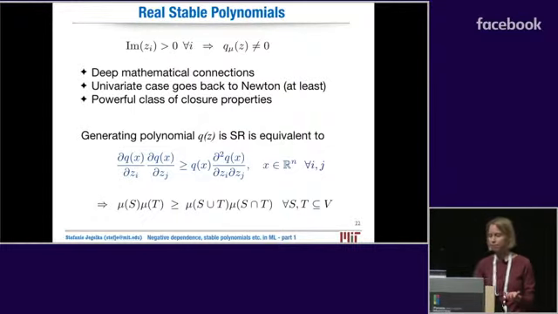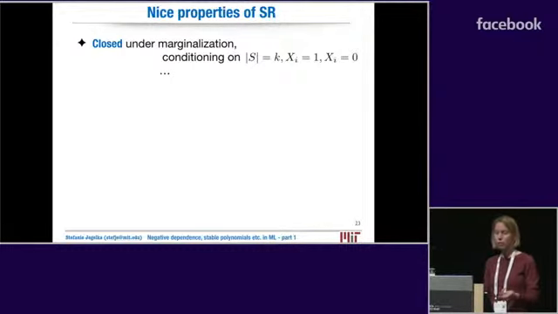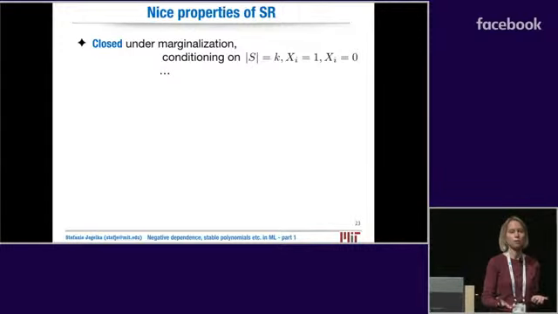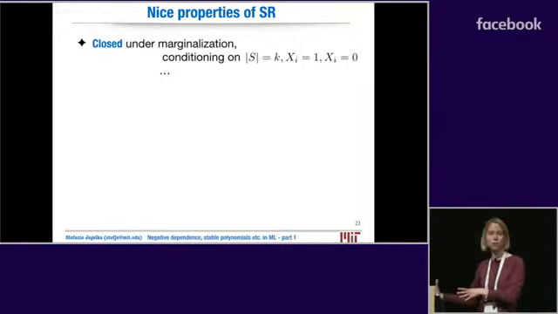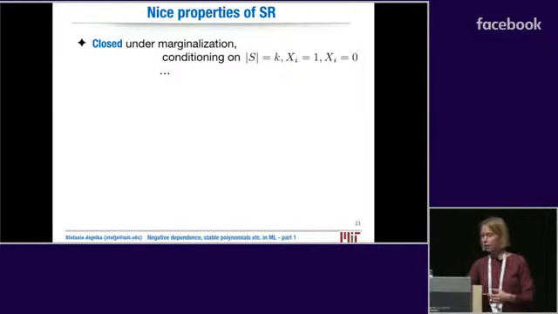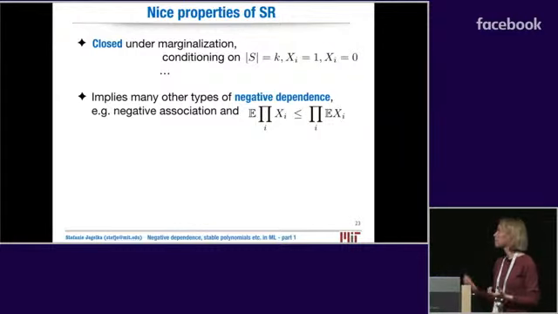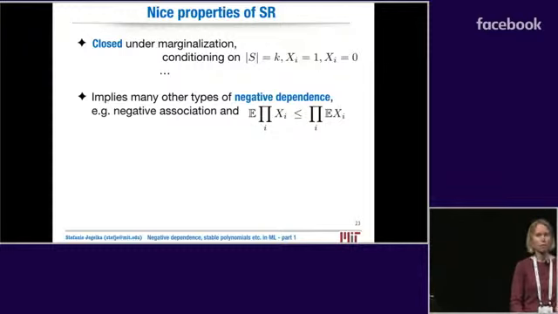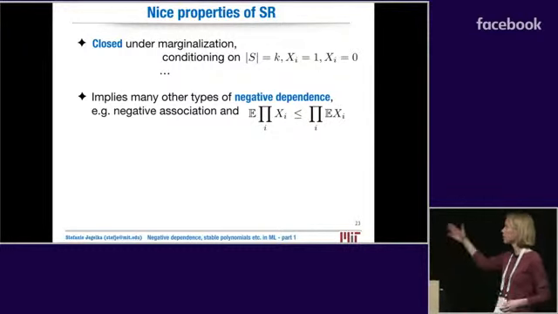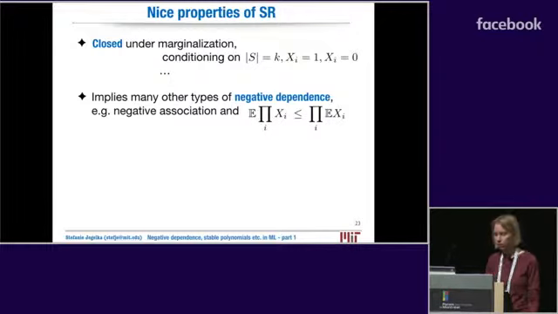What does it gain us? Let's look at some properties of strongly Rayleigh, or SR, measures. The first is that I get closure conditions like closure under marginalization, under conditioning, and several other things. Multiplying with an independent distribution also keeps you in the class. That is useful for many different things. The other thing is that strongly Rayleigh implies many of the negative dependence conditions that were proposed earlier. Negative association is one of them, and there are several others. For example, the expectation of a product is smaller than the product of the expectations. These kinds of correlation inequalities.